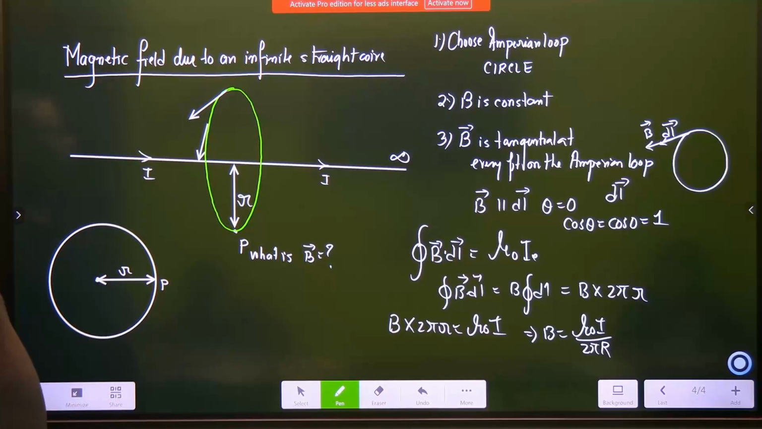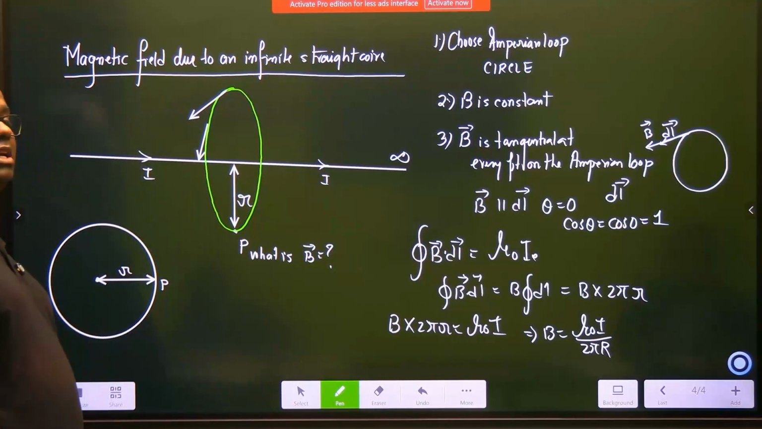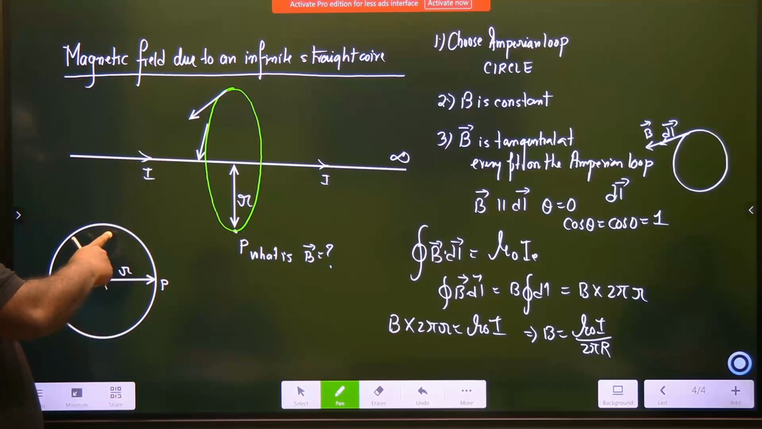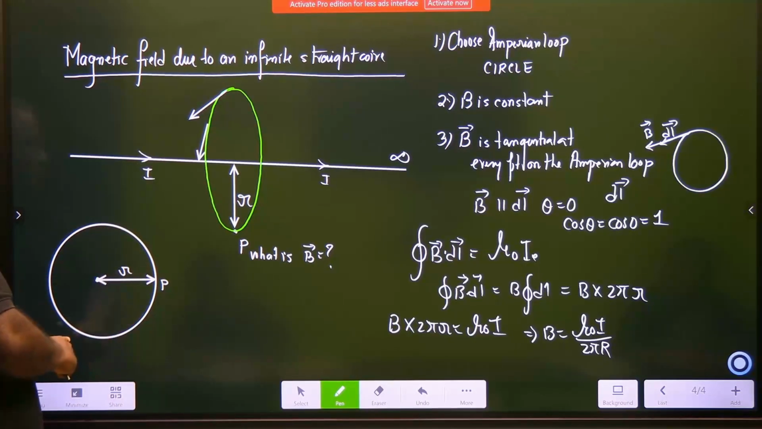In this question, we cannot take a square as a loop. Do you know why? Because you're trying to find it at a distance r. A square does not work, because if you take a square, how can you justify that it is equidistant from all points? The diagonals will become more.